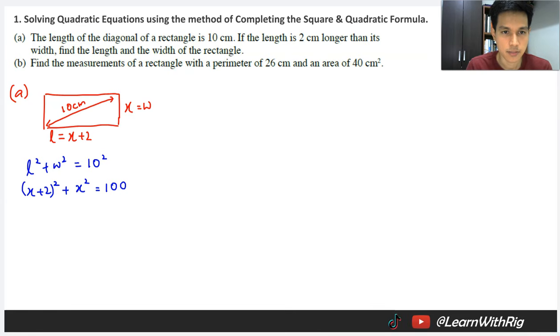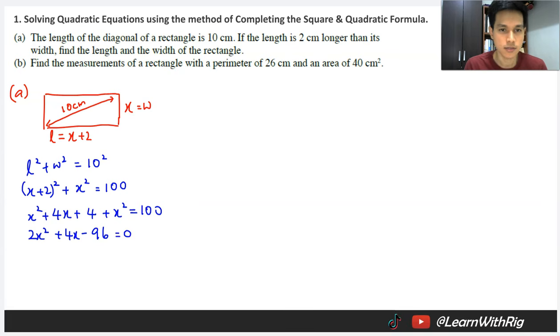Now you're going to expand this. So x squared plus 4x plus 4 plus x squared equals 100. So you get 2x squared plus 4x plus 4, and then you bring the 100 to the left. So plus 4 minus 100, you get negative 96.